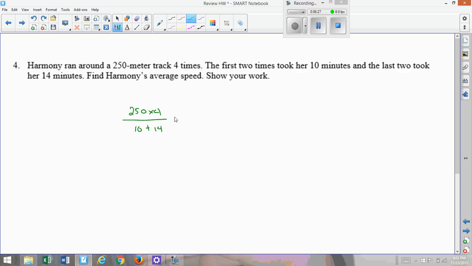You end up getting 1,000 meters divided by 24 minutes. And if you divided that out correctly, 24 goes into 1,000, 41 and 2/3 meters per 1 minute.